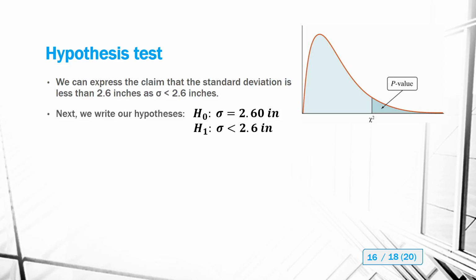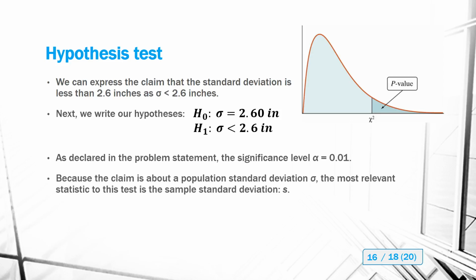Notice that once again, we have a left-tailed test. The inequality less than, like an arrowhead pointing to the left, means our critical region is going to be on the left side of our distribution. We have a left-tailed test. The problem statement declares directly that we're testing at a 1% significance level, so alpha is 0.01.